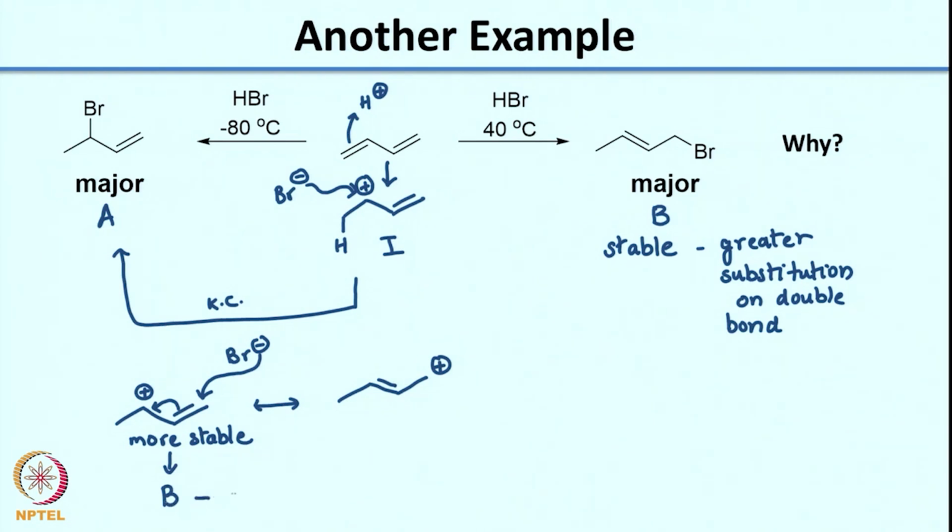And now product B, being more stable, would be the product that is formed when the reaction is done under thermodynamic control. As a homework assignment, you can draw the reaction coordinate diagram for this particular reaction, which is bromination of 1,3-butadiene. So, we have looked at kinetic and thermodynamic control where you can get two different products from a single reactant.